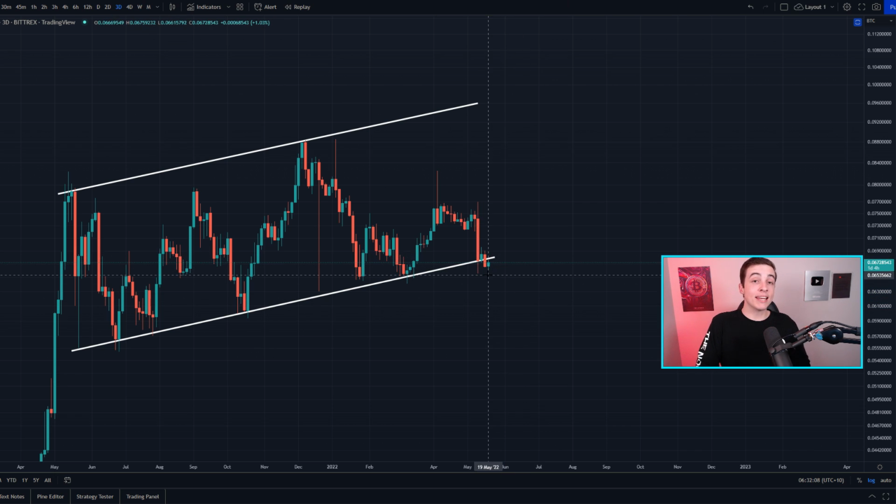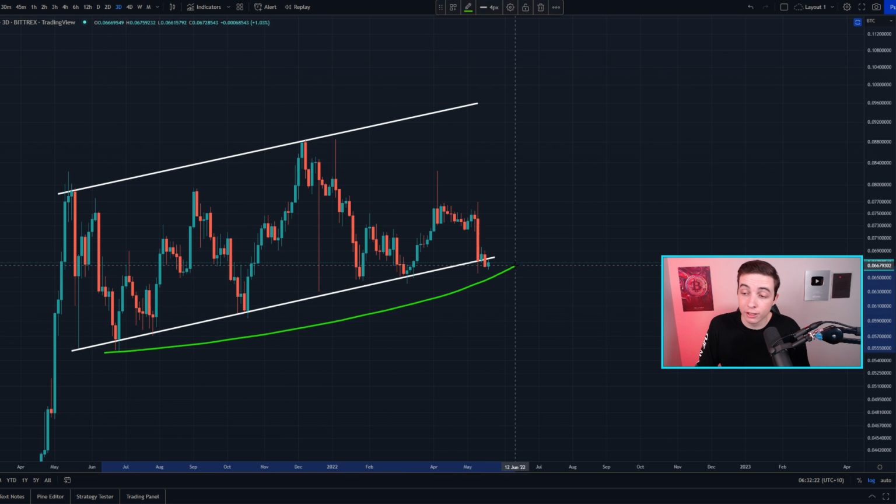And as I mentioned yesterday, I would also be keeping an eye on this previous low, which is coming into play at around 0.064 Bitcoin per Ethereum, because obviously until Ethereum breaks below that previous low, technically we're still forming higher lows on this chart.